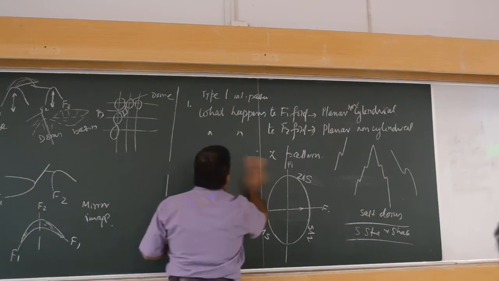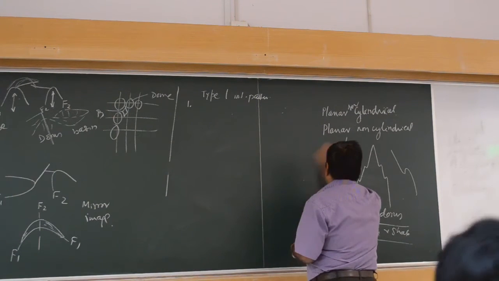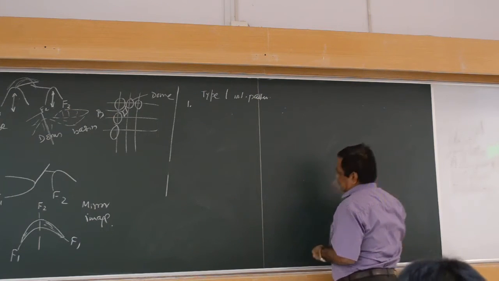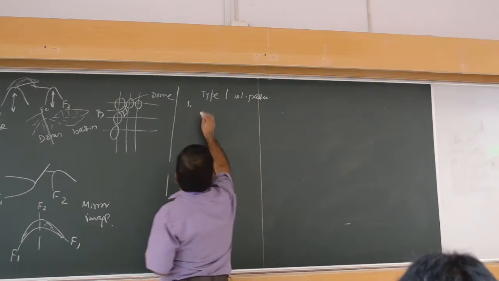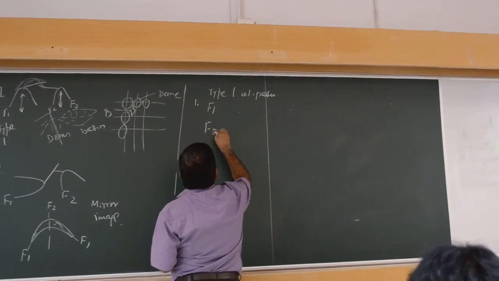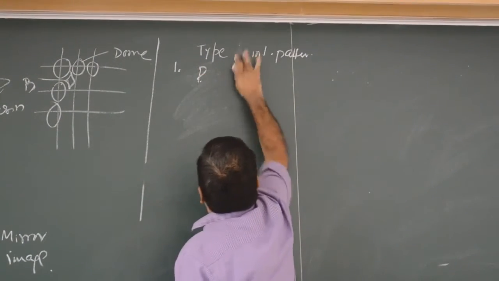Now, let us go to type 2 interference pattern. You may have to answer all these points in the same line. What was the first question? How was F1, how was F2? F1, F2 relationship. The first one is the relationship.